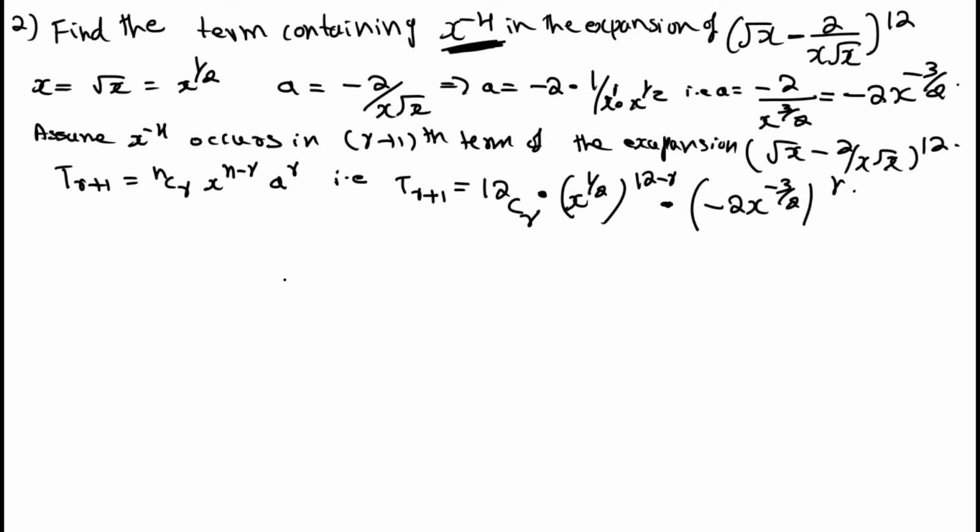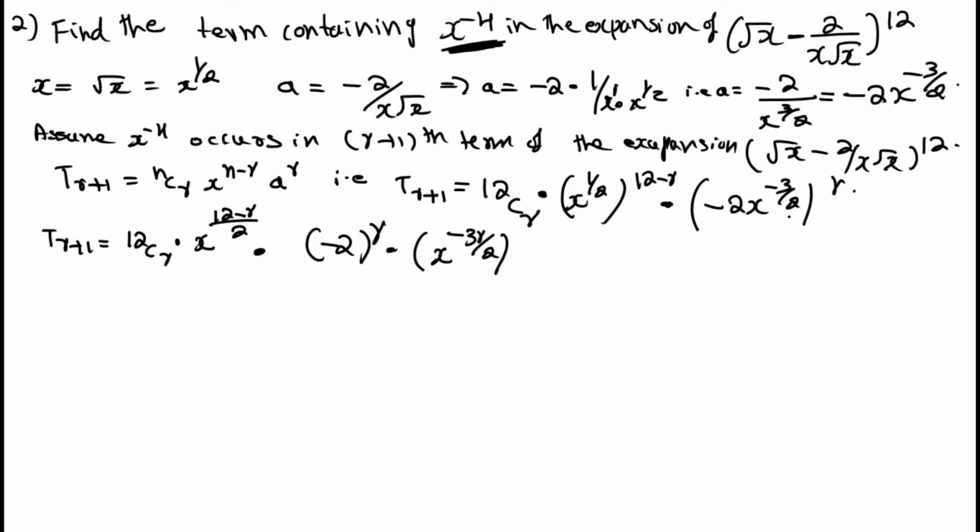Okay. In the next step, T(r+1) = 12Cr into x to the power, multiplying x^(1/2) with (12 minus r), what you will get is (12 minus r)/2. Yes or no? x^(1/2 into 12 minus r) is x^((12 minus r)/2), into minus 2 to the power r into x^(-3r/2). Okay, clear? I'm just multiplying x^(-3/2) into r, which is x^(-3r/2).